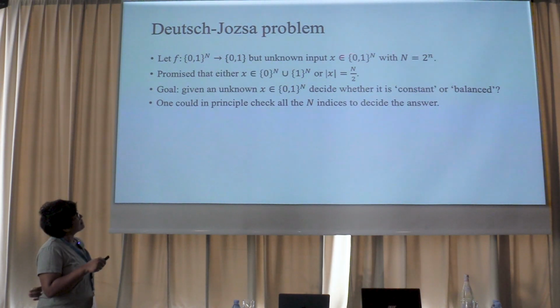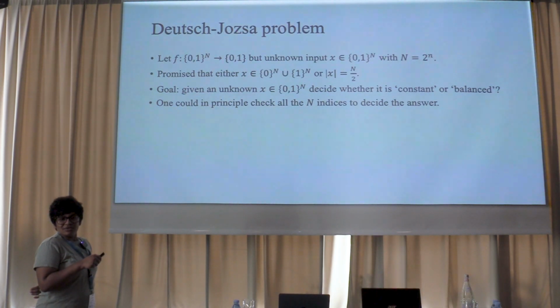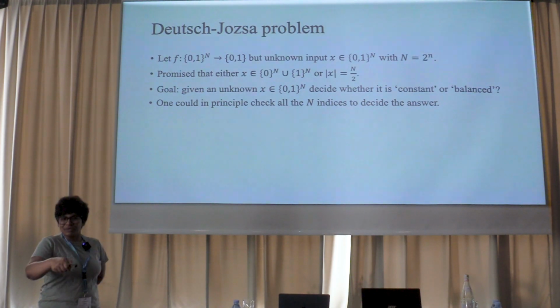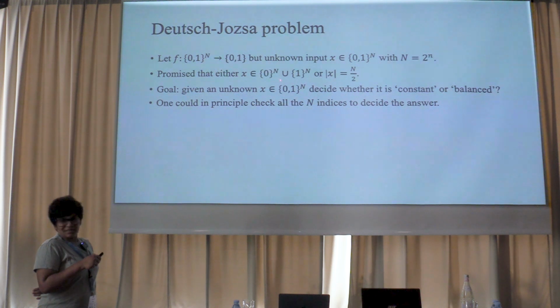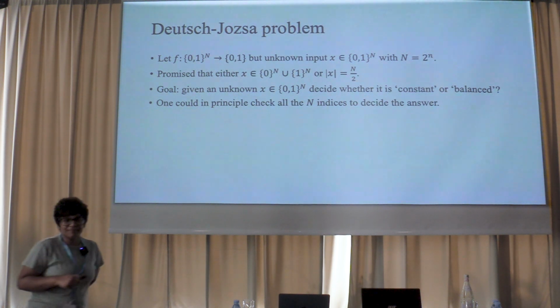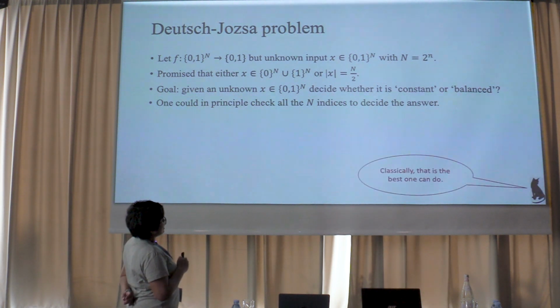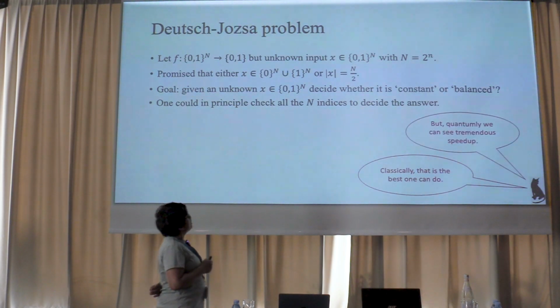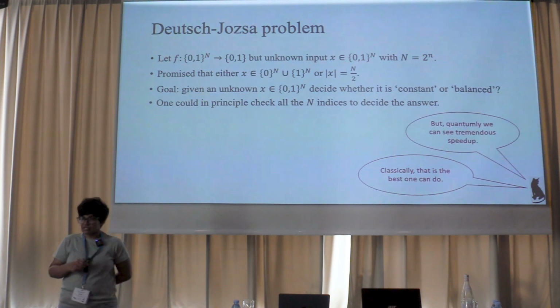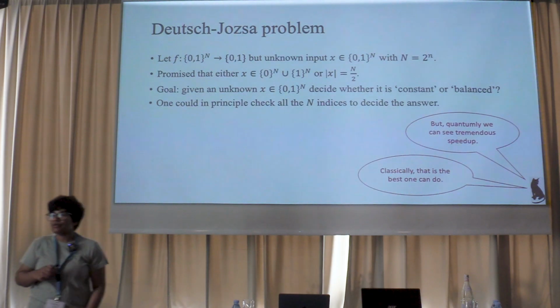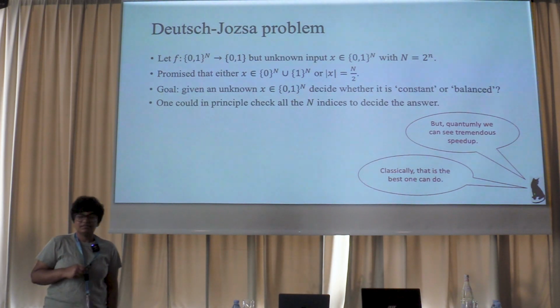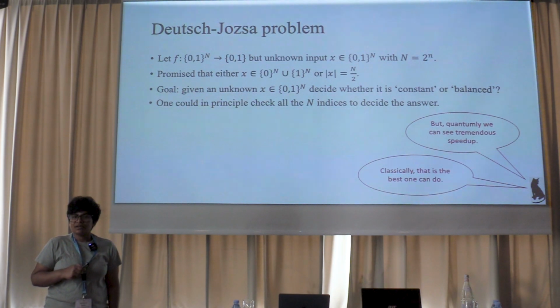Because I have the promise, right? Either I'm in the balanced case or I'm in this case. So if I get n/2 plus 1 queries and if I get all zeros, then I know that I can't be in the balanced case, then I must be here, or same thing with 1. Yeah? Okay. But classically, that's the best we can do. But quantumly, we can get a tremendous speed up. Any guesses in how many queries we can do this quantumly? Sorry?